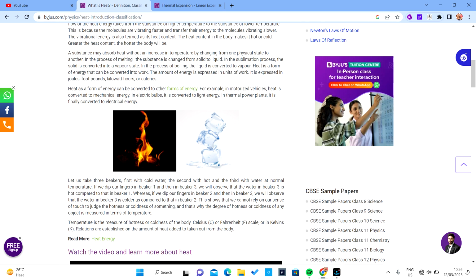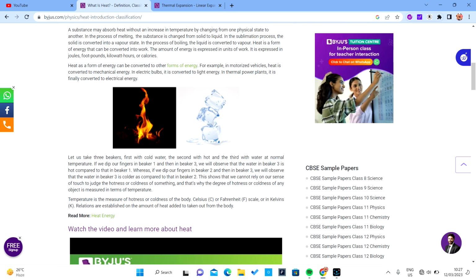And it also can be leveraged to actually provide other forms of energy. So you can convert your heat energy to other forms of energy, like kinetic, like potential, like chemical, quite a lot of them actually, to electric also.